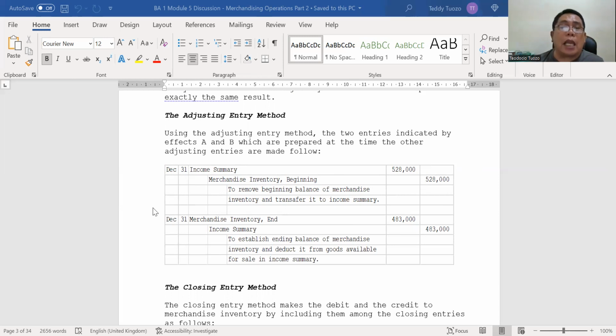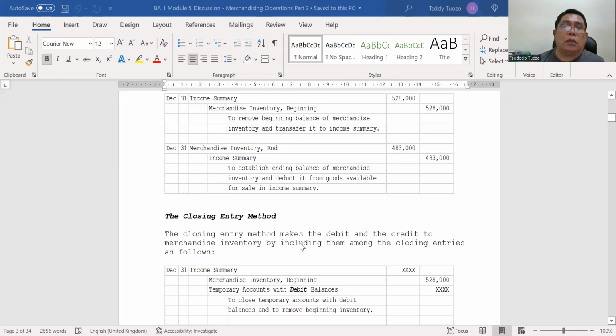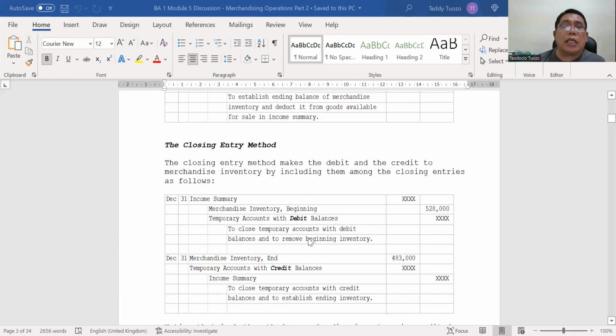adjusting entries. And the second part is to recognize, no? To recognize the merchandise inventory end, we simply debit merchandise inventory and we debit the income accounts, because remember, all accounts to income accounts, and then credit to income summary account. So the same actually, no? It is debit, debit, credit, credit, and so on, no?